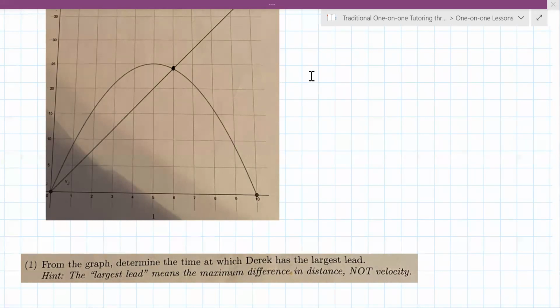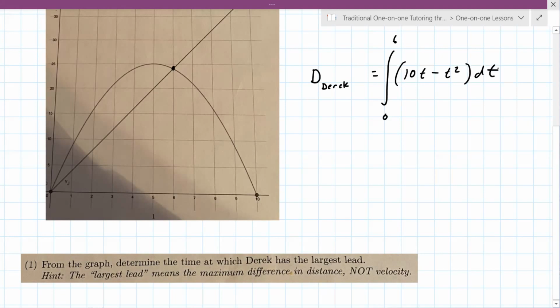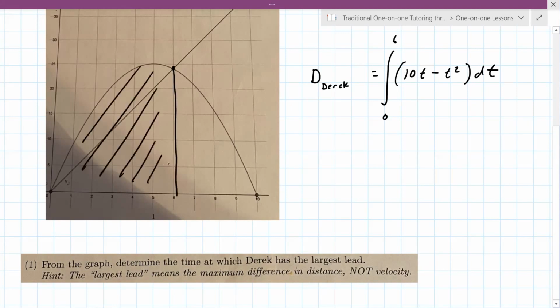So the distance traveled by Derrick is the integral from 0 to 6, 10t minus t squared dt. That's this area under the curve. And the distance traveled by John is also the integral from 0 to 6, but this time it's 4t dt. And then do you just take the difference of those integrals?